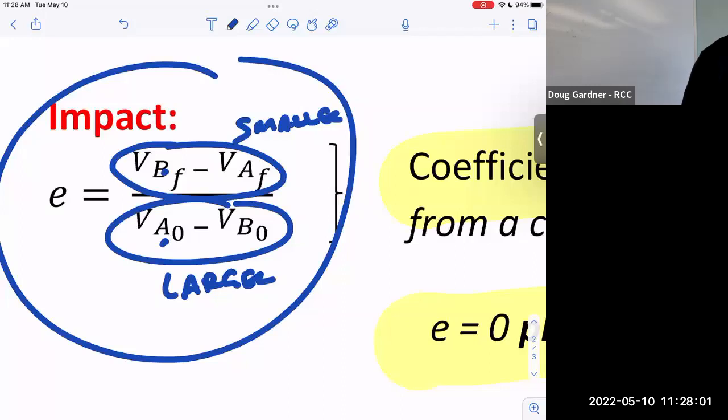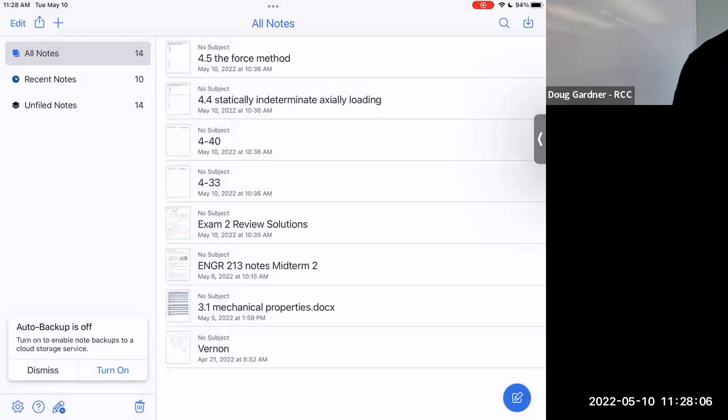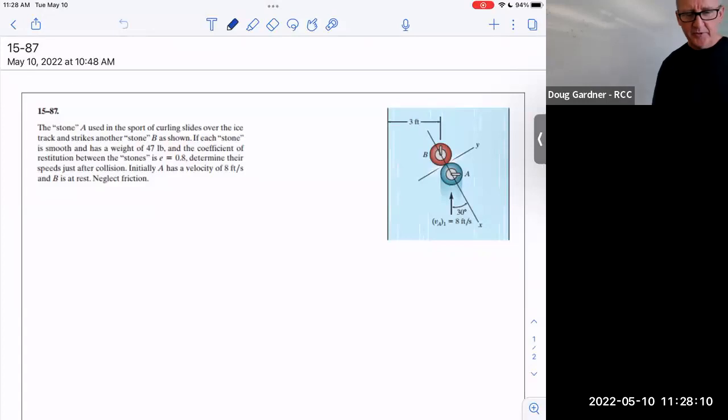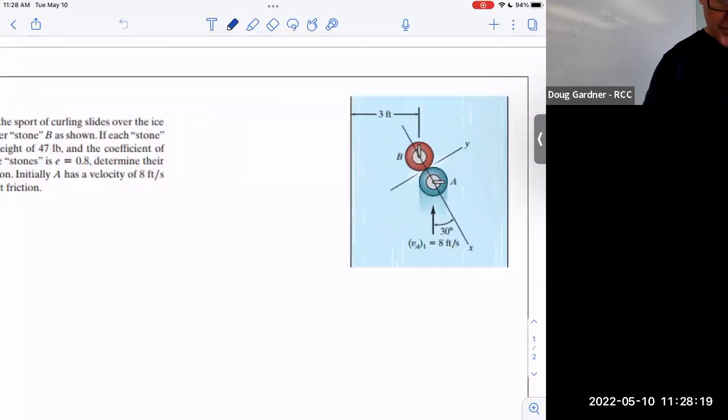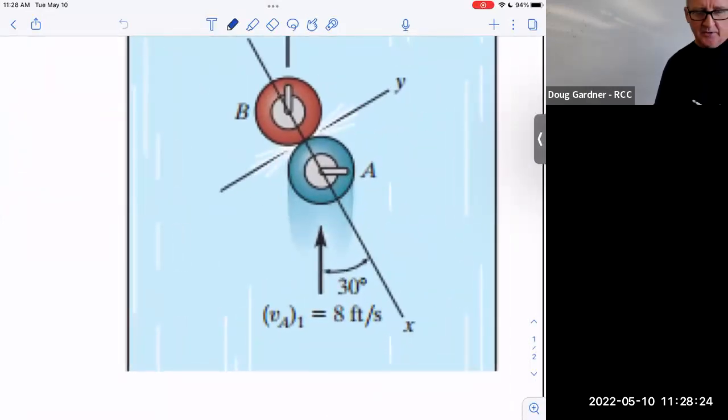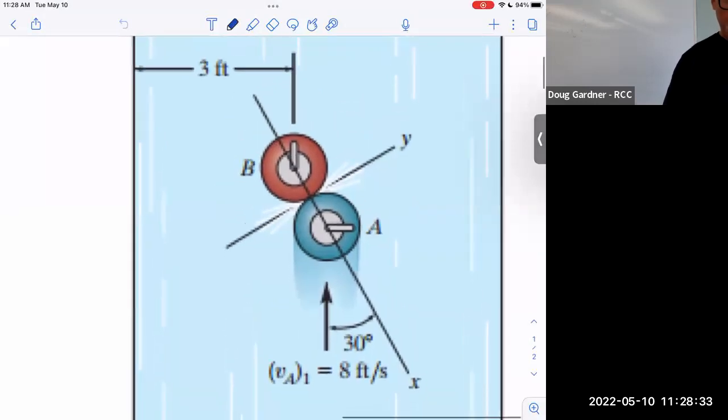Let's do 87 first, because this is similar to what we've just been looking at. And you might recognize this is the sport of curling. And it's pretty accurate. So here comes this ball A, or stone as they call them in this sport. Here it comes ripping in. Notice they're calling it velocity A1, not A initial, which is fine. So it's coming in at 8 feet per second, bam, hits it.